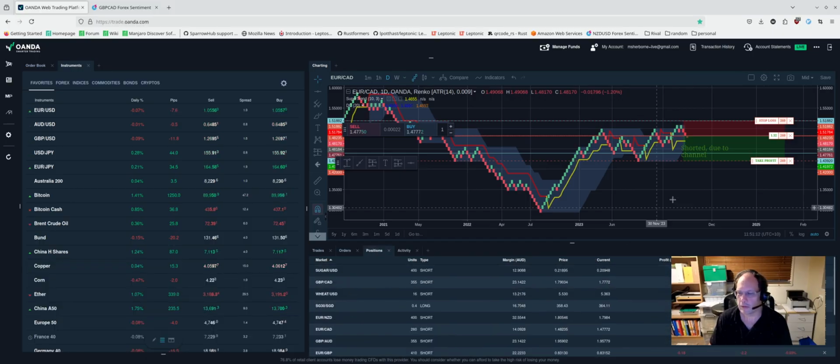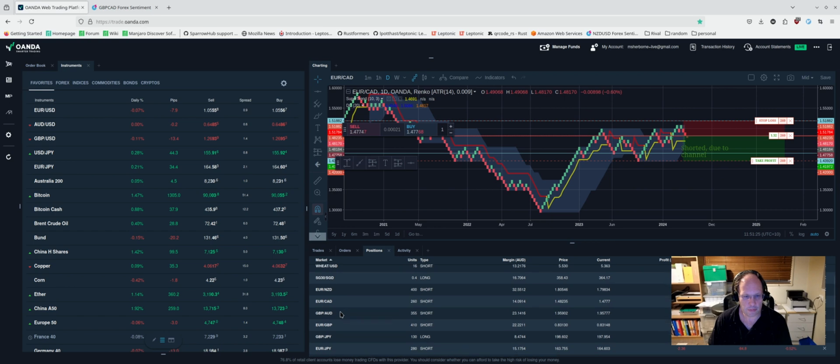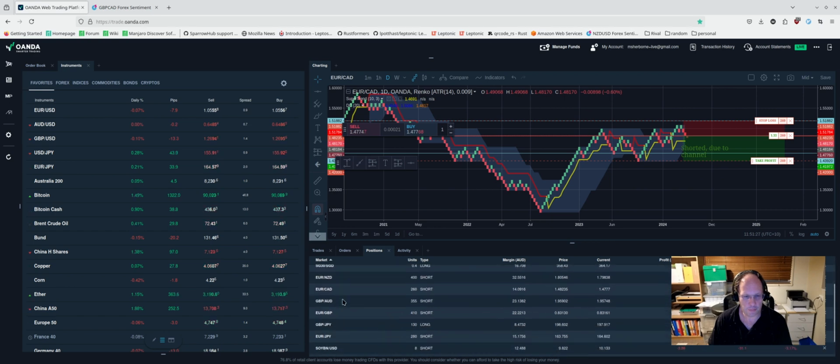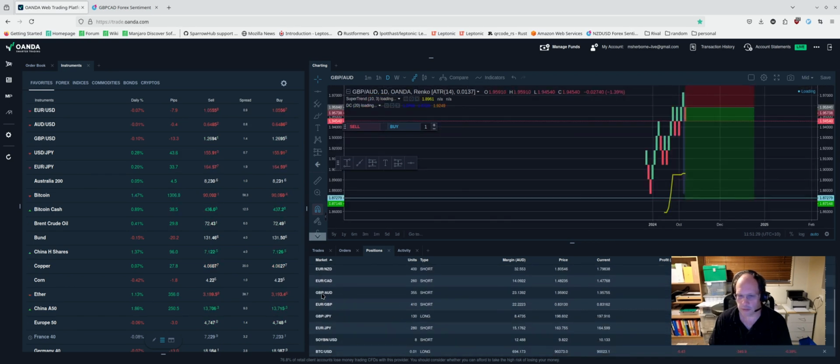Euro CAD. We're in profit, short due to the channel. We expect it to hit the bottom of the channel. It's not down a whole day yet, so I can't move my stop loss. We'll just leave it, but we're still happy to be down. And now we're getting into less and less profit.